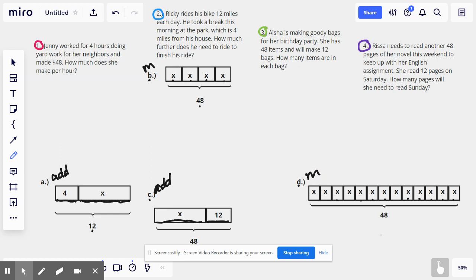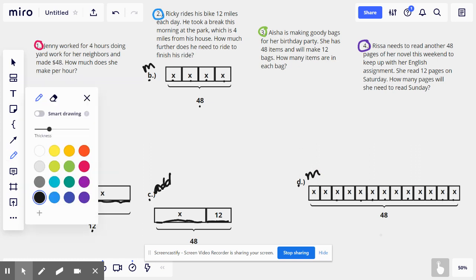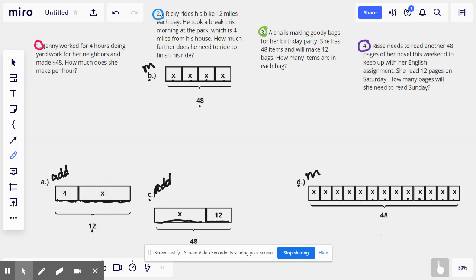Okay, well, now that we got that situated, let's go ahead and start to read the problems. Let's look at number 1. Jenny worked for 4 hours doing yard work for her neighbors, and she made $48. How much does she make per hour?